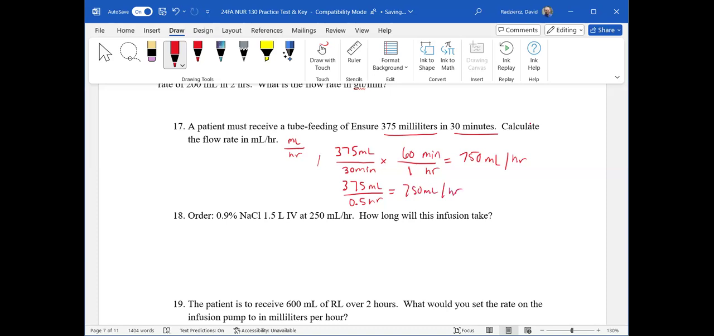I would highly recommend doing it this way because it's good practice for when things get a little bit more challenging, or you don't have like 0.5 hours. Like, what if it said 372 milliliters in 42 minutes? Then it's going to be very challenging to calculate what 42 minutes is as a decimal hour. So just get in the habit of practicing and make sure you're making your conversions going from minutes to hours.